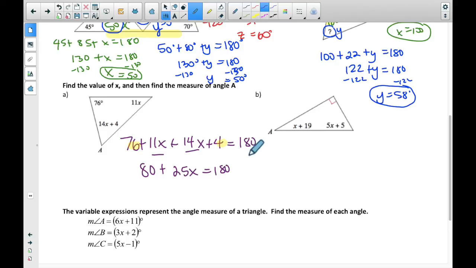And of course, I have my 180 on the right. I need to now solve my equation. So now I'm done combining like terms. I need to subtract from both sides. So I get 25x is equal to 100. I divide by 25, and I'm running out of space here. So I'm going to come over here and just say x is 4, because 100 divided by 25 is 4.